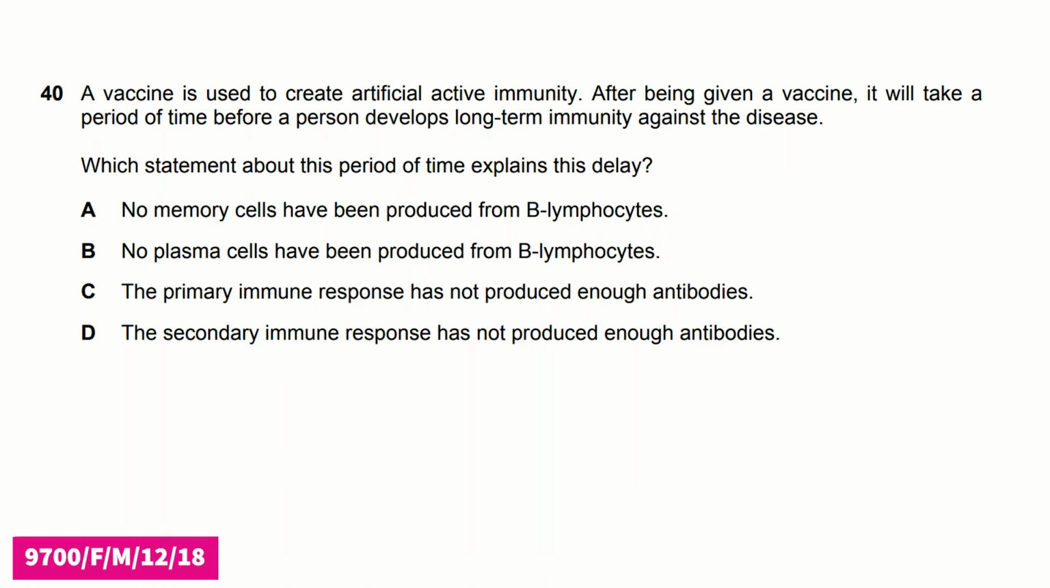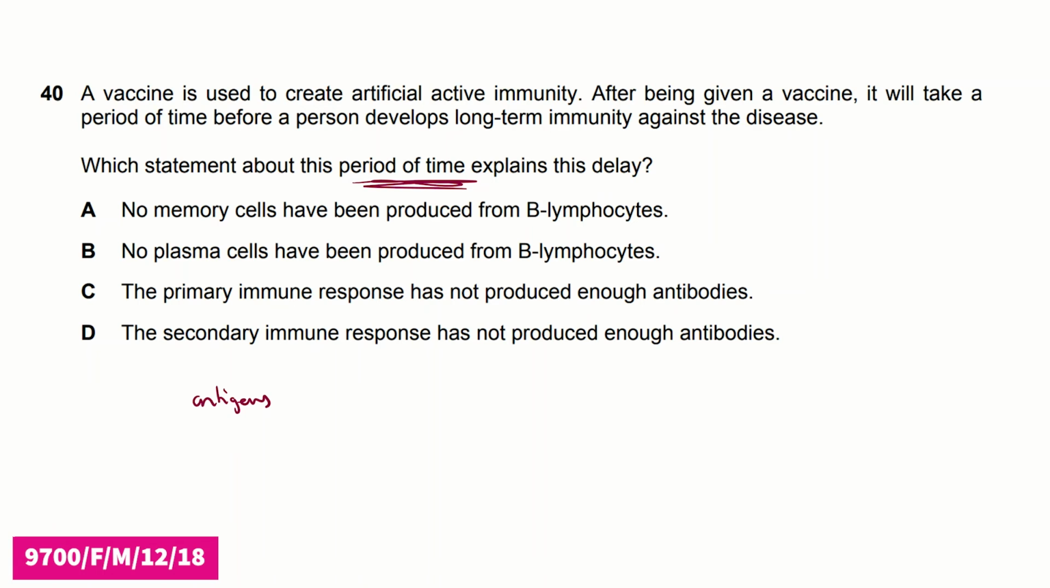Question number 40. A vaccine is used to create artificial active immunity. After being given a vaccine, it would take a period of time before a person develops long-term immunity against the disease. Which statement about this period of time explains the delay? Now, first of all, we have to explain what vaccines do in the first place. Vaccines introduce antigens.